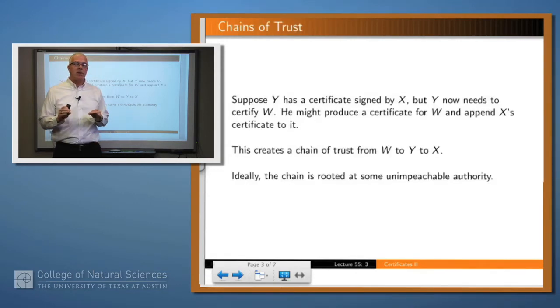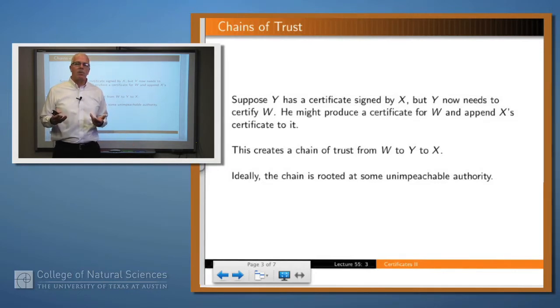Okay, so one way that we might accomplish that is by having some trusted third party vouch for this binding. And the idea there is that they produce a certificate which says that they're willing to vouch for that binding. Okay, but now suppose that Y has a certificate signed by X, and now Y wants to produce a certificate for W, which is his subordinate perhaps.